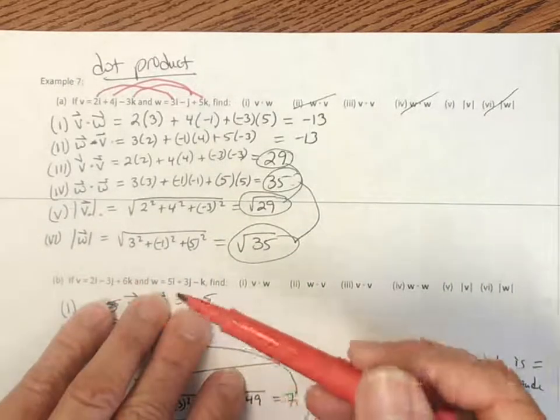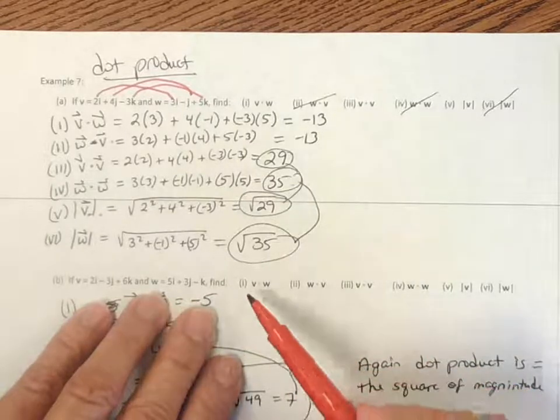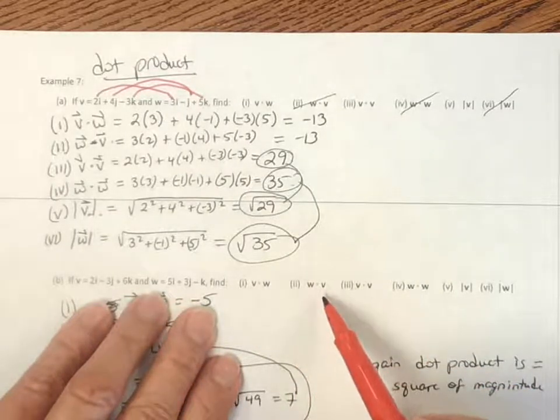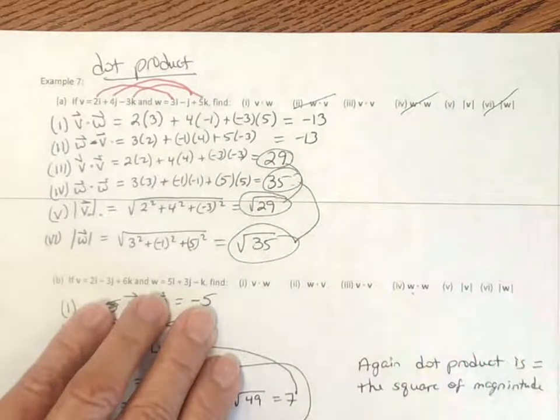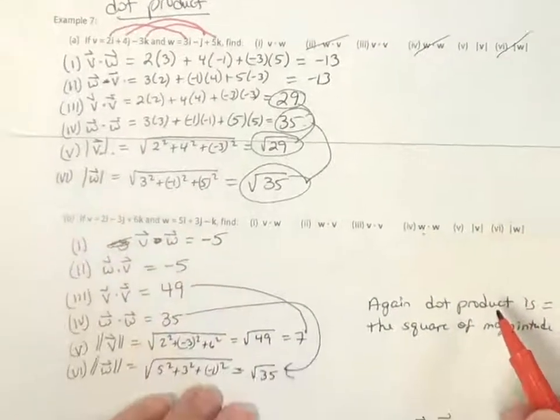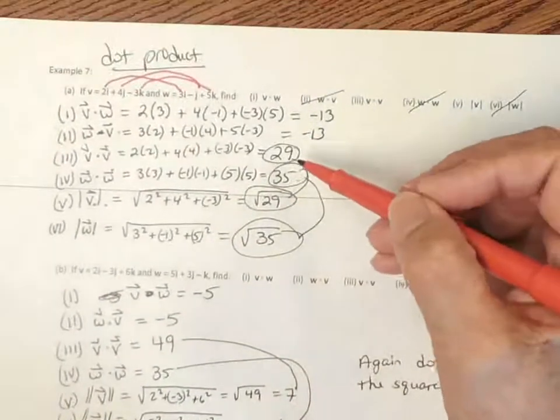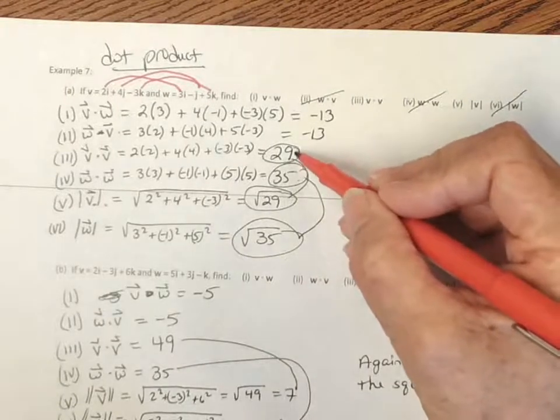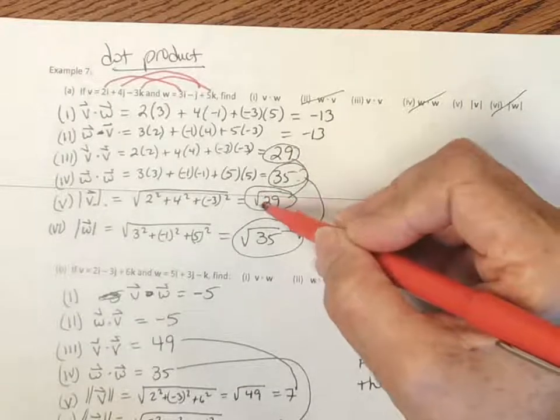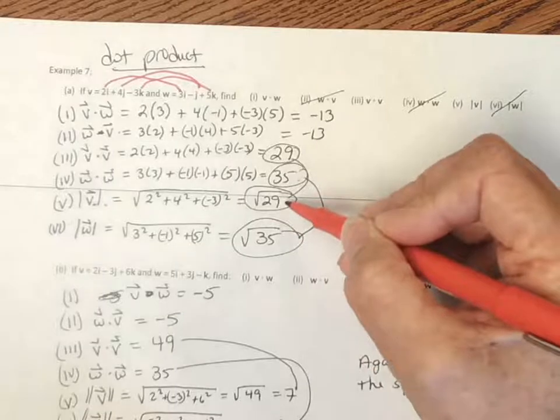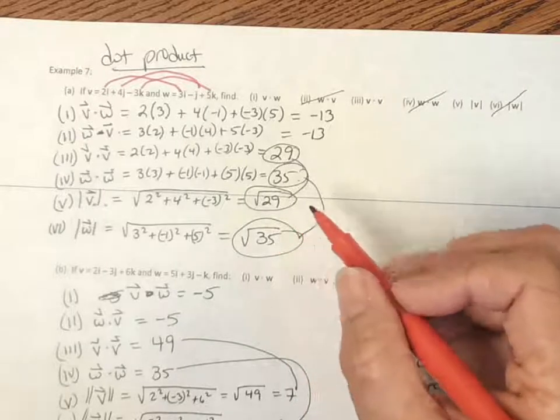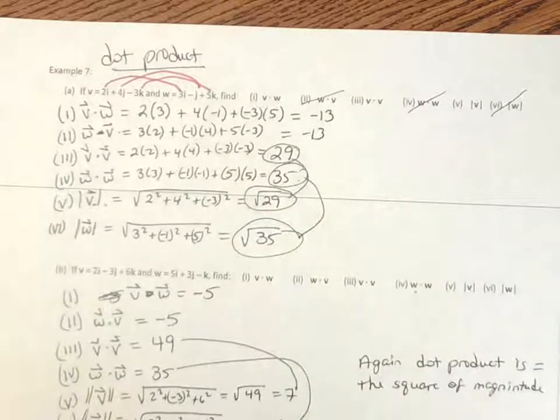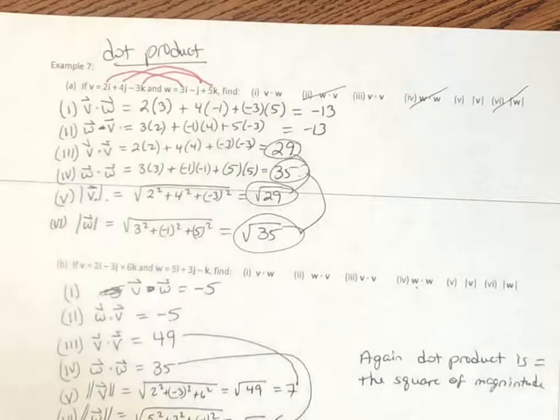So now let's give it a shot yourselves. So pause this. You're going to do v dot w, w dot v, v dot v, w dot w, the magnitude of v and the magnitude of w. And keep in mind, you may have noticed this up here, that the dot product of a vector with itself is just the same as the magnitude squared. So the square root of 29 times the square root of 29 gives me 29. So the magnitude squared gives me the result of the vector dotted with itself.